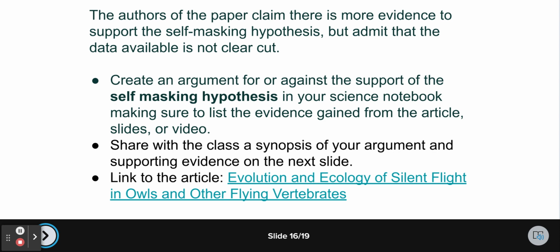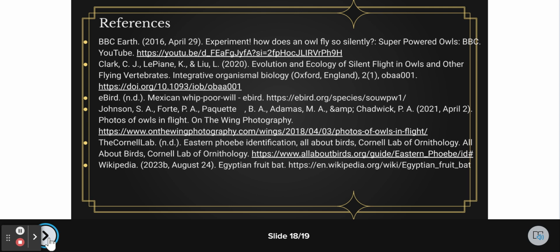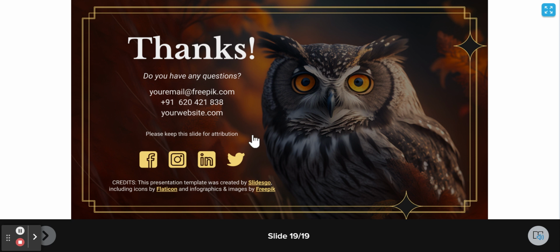And they can use evidence from the article, which I've given a link down here. They can use evidence from the video we watched, and they can use evidence from the slides I presented. Okay. And then on the next slide, after they write that out, they're going to share a synopsis of their argument and the supporting evidence. Okay, and here again, they can type out, they can draw pictures or diagrams to show what they're thinking to support their hypothesis.